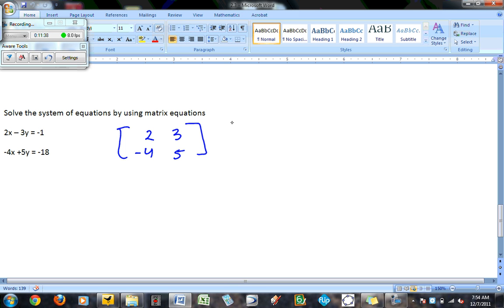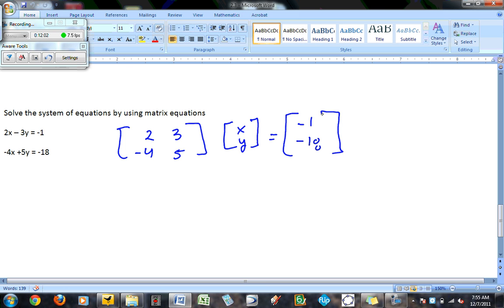And then as another matrix, I'm going to write x times y. If I were to multiply 2 times these two matrices, I'd get 2 times x, is row by column, so 2x plus 3y, and it just is the same as this. And I'm going to set this equal to the -1, -18 matrix here.